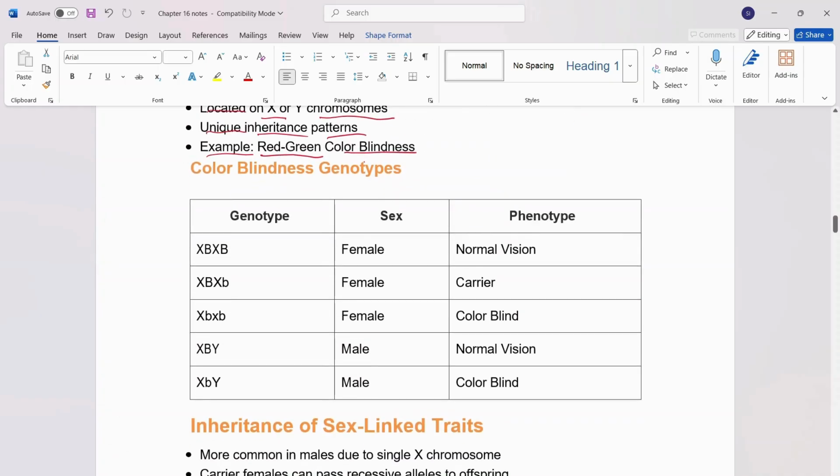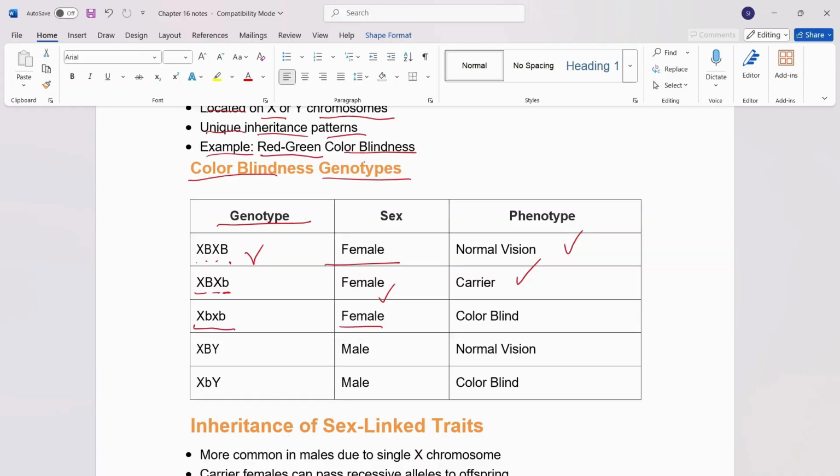Now let's talk about color blindness genotypes. Genotype capital X capital B, capital X capital B: this is female, all capitals, and the phenotype is normal vision. Another is capital X capital B, capital X small b. Here also female, however the phenotype can be carrier, meaning she is a carrier of some genetic variation. One is capital X small b, capital X small b.